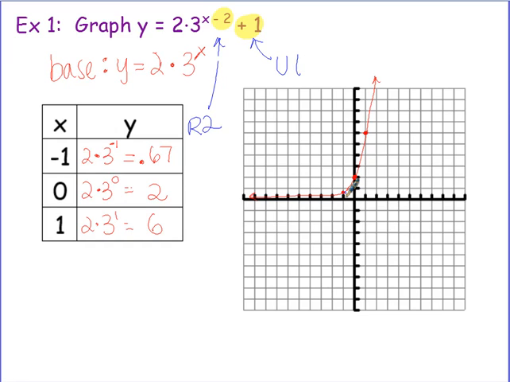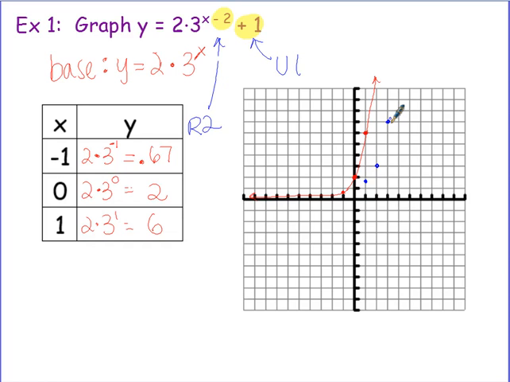So I'm going to start by putting my pencil here. I'm going to count 1, 2 to the right, 1 up. Come here. 1, 2 to the right, up 1. Go to the third dot. 1, 2 to the right, up 1. Now, do not connect them yet.